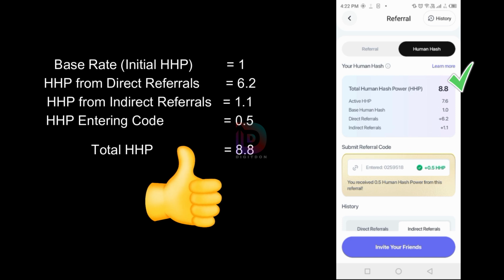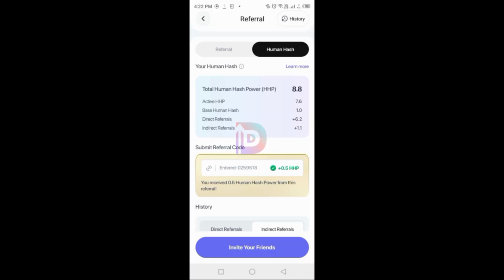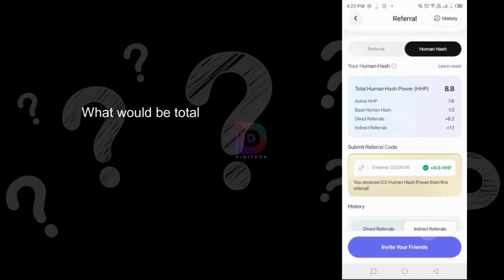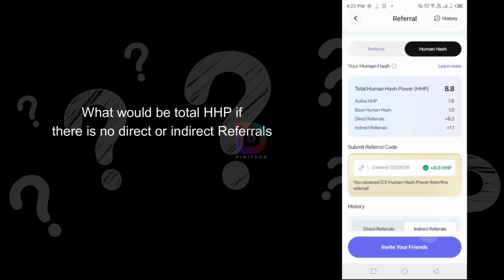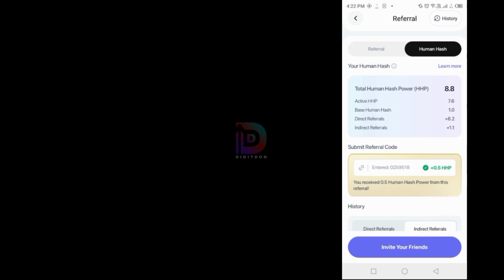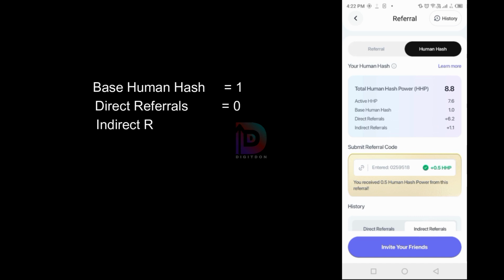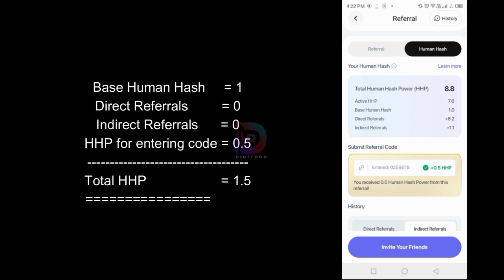Cleared the fog from your mind, is it? Oh yes, your $1 million question. What would be your total HHP if you have no direct or indirect referrals? In that case, your total HHP would be 1.5 only, because you would receive 1 HHP as the base rate and 0.5 HHP from the referral code you entered during registration.